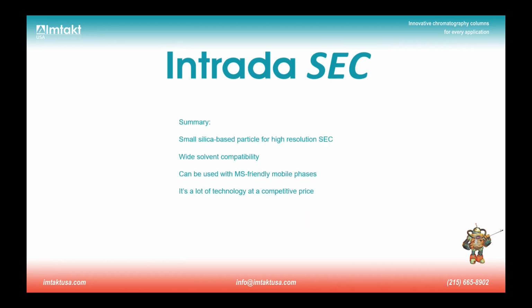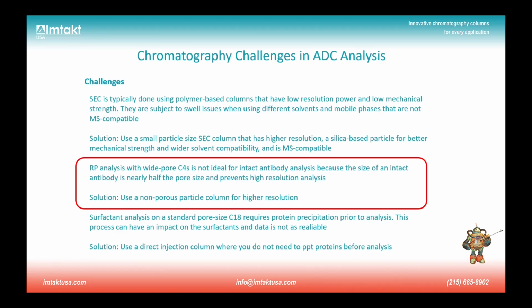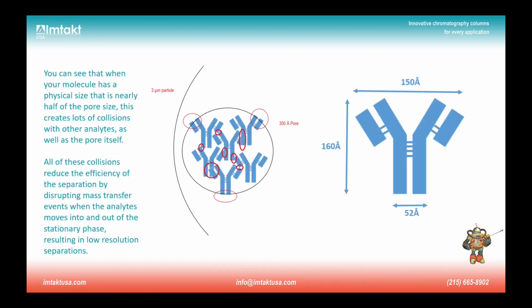So the next topic is for analytical chemistry folks. If you're using a wide pore C4, I want to talk about why that may not be the best solution for your intact antibody analysis. An intact antibody is about 150 angstroms by 160. I mean, very quickly you can see that 300 angstrom pore size just is not big enough.